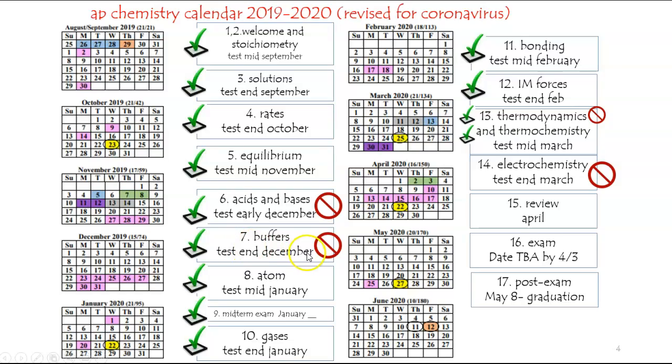We did buffers, but it's omitted. We did both thermodynamics and thermochemistry. We'll omit thermodynamics. At least we did not do electrochemistry, and we don't have to, so we'll omit that as well. So how do we proceed from here?